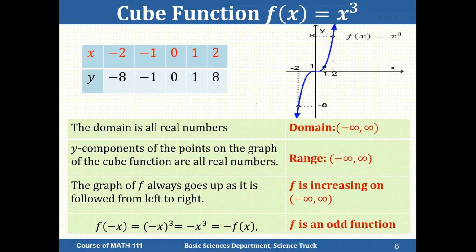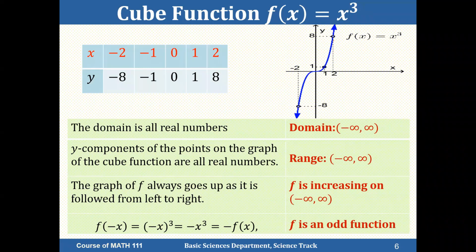What about the cube function, f of x equals x cube? If we make point by point plotting, f of -2, you replace x by -2, you get -8. f of -1 here is -1, and so on. So we have here 5 points.